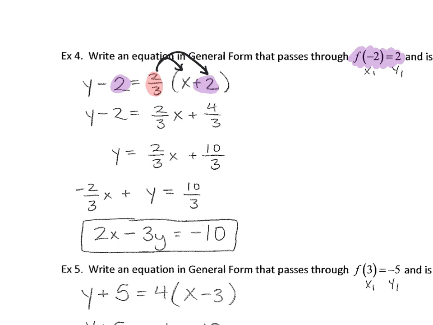Multiplying. When you multiply fractions times numbers, it's just the top of the fraction times the number. Keep the denominator the same. Top times top, bottom times bottom. So I've got 4/3. Okay, what happened next?